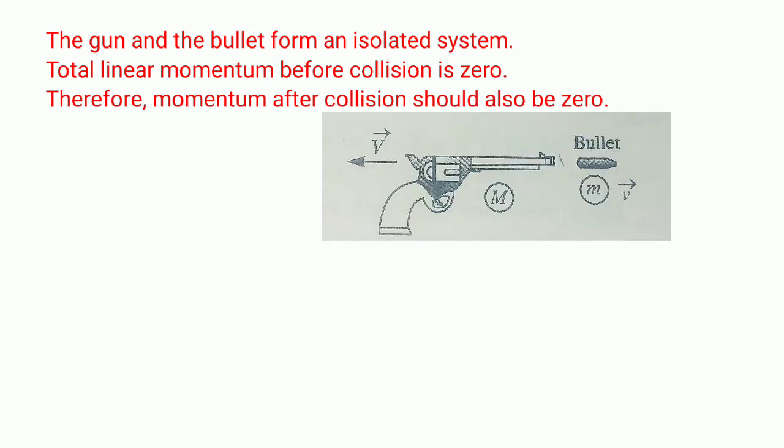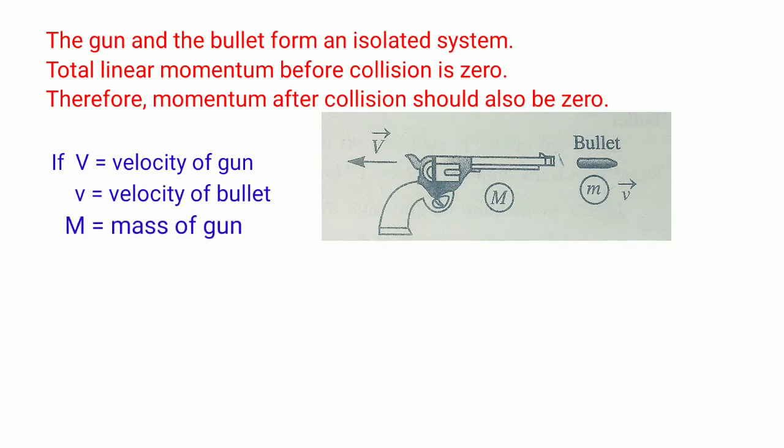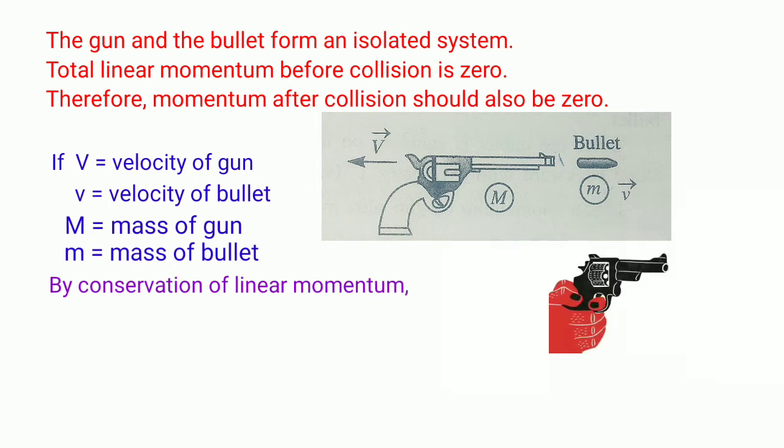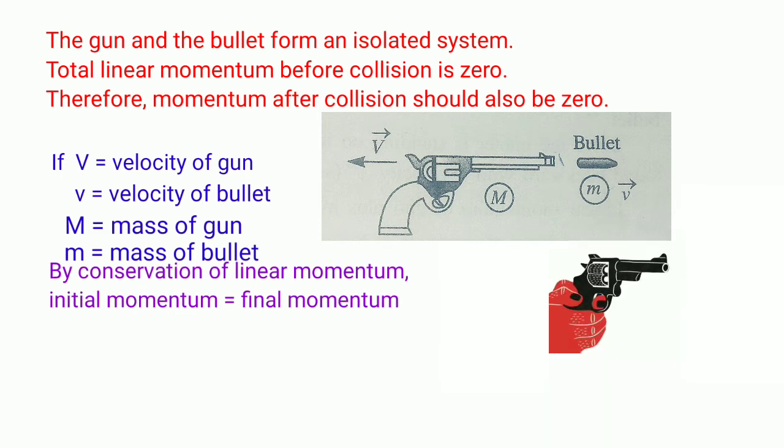For this, let us take capital V to be the velocity of the gun, small v the velocity of the bullet, capital M the mass of the gun, and small m the mass of the bullet. Now, by conservation of linear momentum, we know initial momentum is equal to the final momentum. Now we shall calculate the initial momentum of the system consisting of the gun and the bullet. The gun and the bullet being at rest, their velocities are zero. So their initial momentum must also be zero.